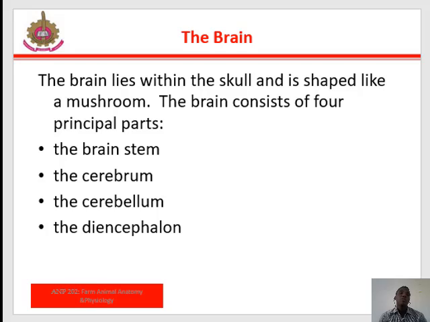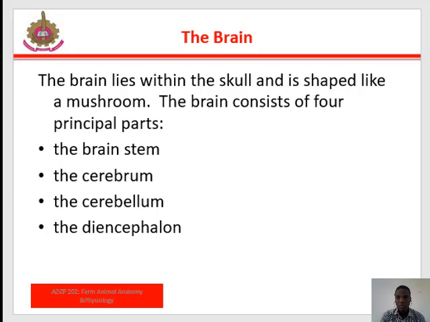The brain, which is the integral part of the central nervous system, lies inside the skull and is shaped like a mushroom. The brain consists of 4 principal parts. We have the brainstem, which includes the medulla oblongata. It is located between the pons and the spinal cord, and it is only about 1 inch long.